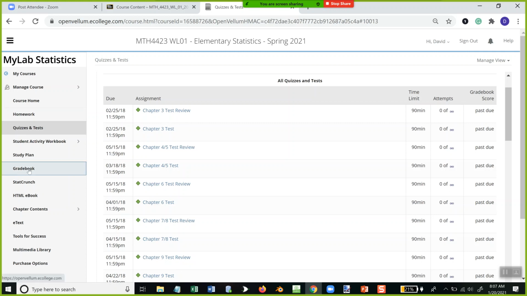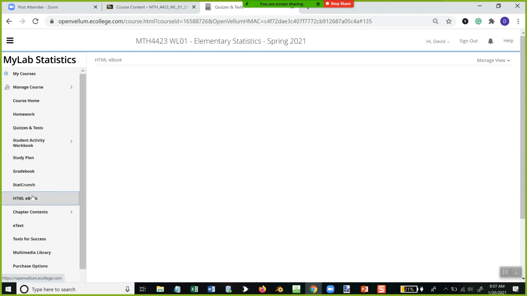Okay. Don't worry about the grade book here. I should actually remove that, because the grade book and the Blackboard is what you should look at. Here's a HTML ebook. There's also an e-text, chapter contents. For some reason, I cannot go into these with my account. I don't know why. But the HTML ebook is what I go into.